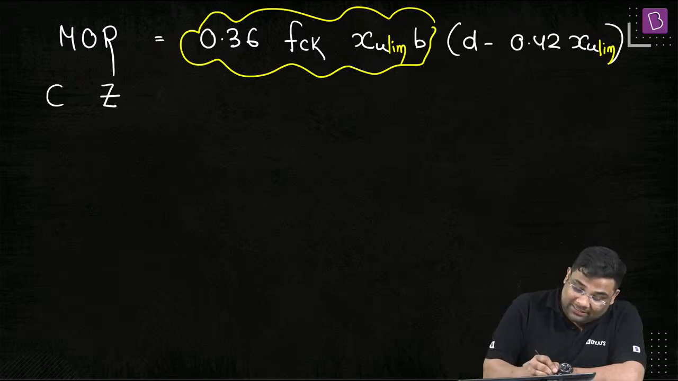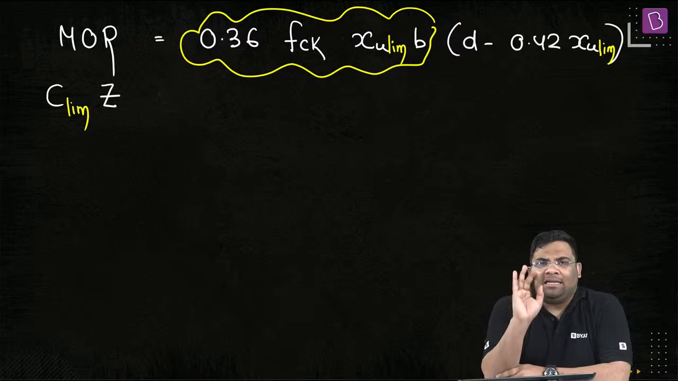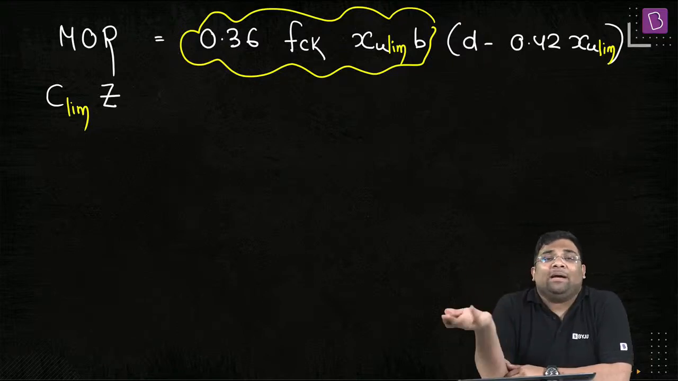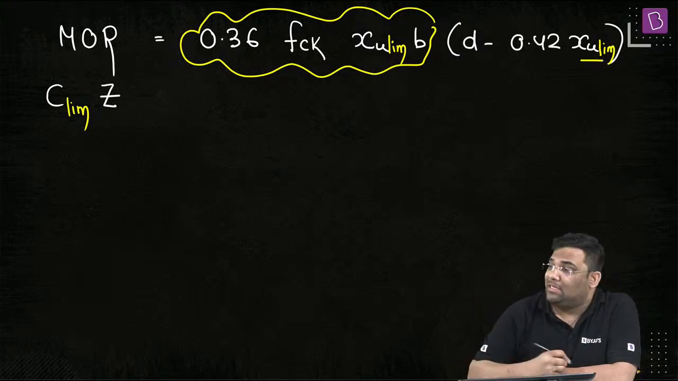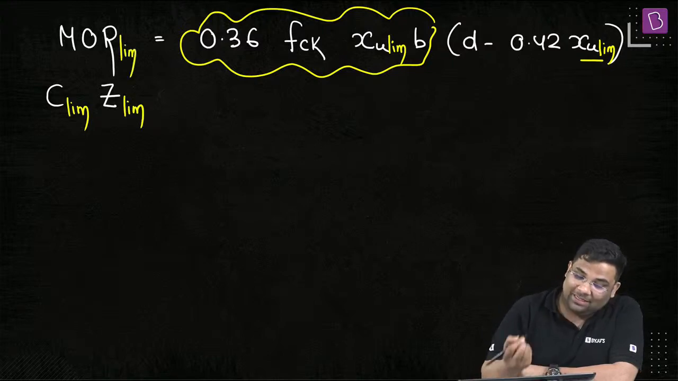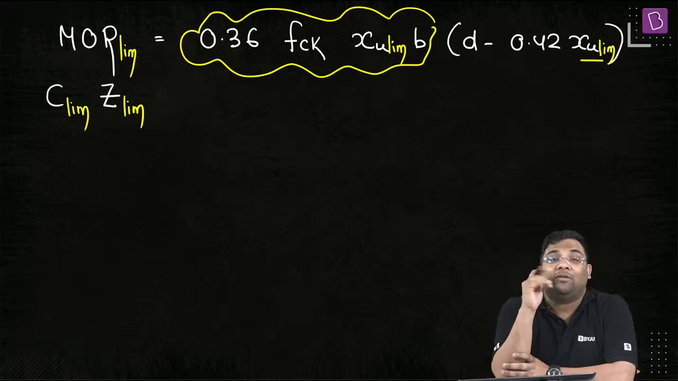So this C is becoming C limiting. Basically, what is limiting condition? When the depth of neutral axis is equal to the limiting depth of neutral axis. Easy. And then Z, we have this XU limiting. This becomes Z limiting. And this is MOR limiting. Very easy.